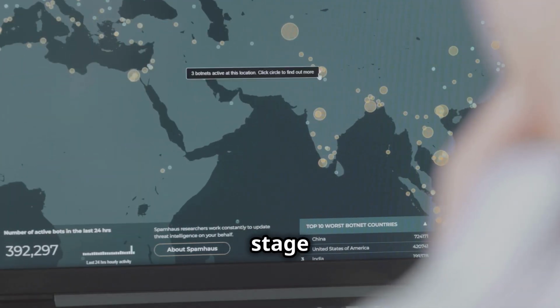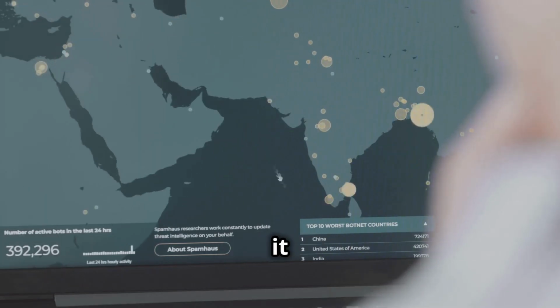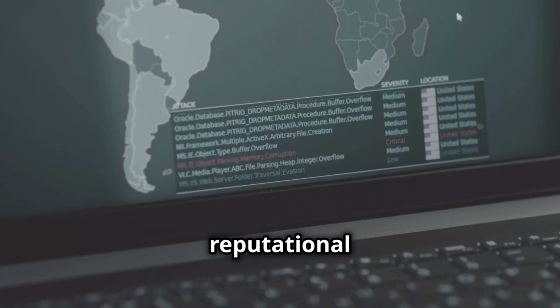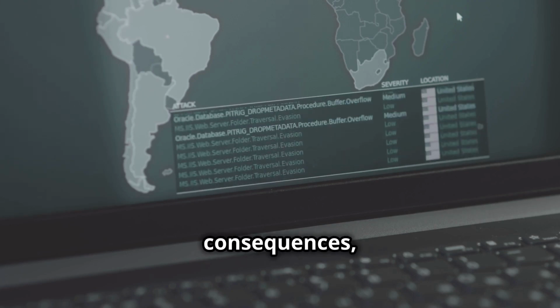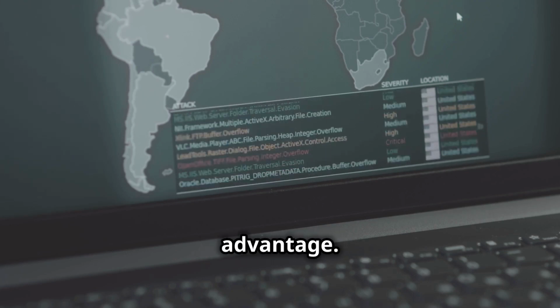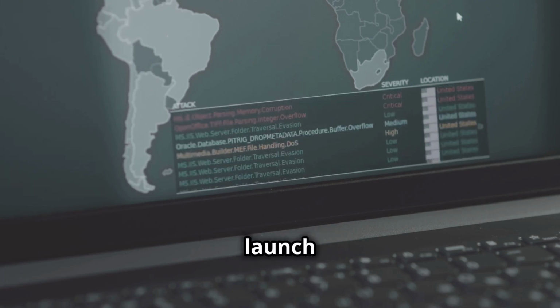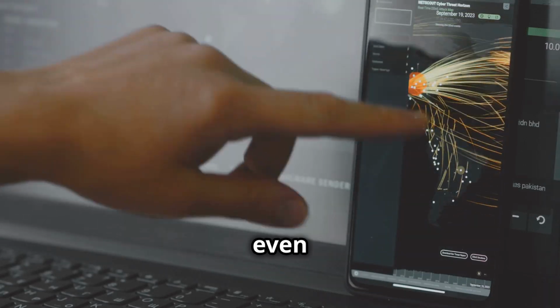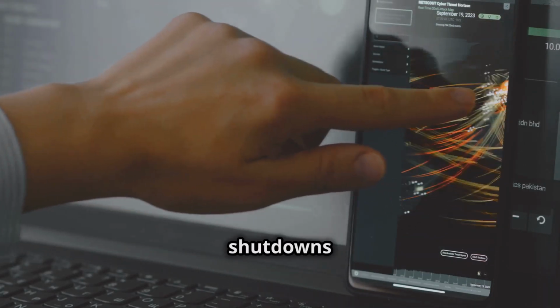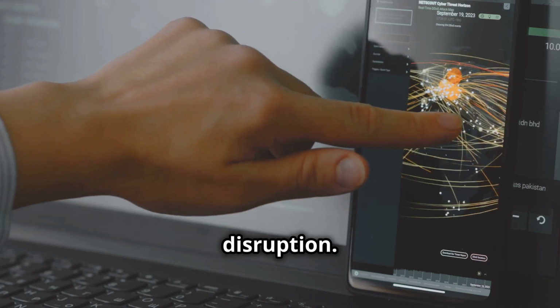The impact of this stage can be devastating. For businesses, it could mean severe financial loss, reputational damage, legal consequences, and loss of competitive advantage. In some cases, attackers may launch ransomware, demand a ransom, or even destroy data, causing operational shutdowns and significant disruption.